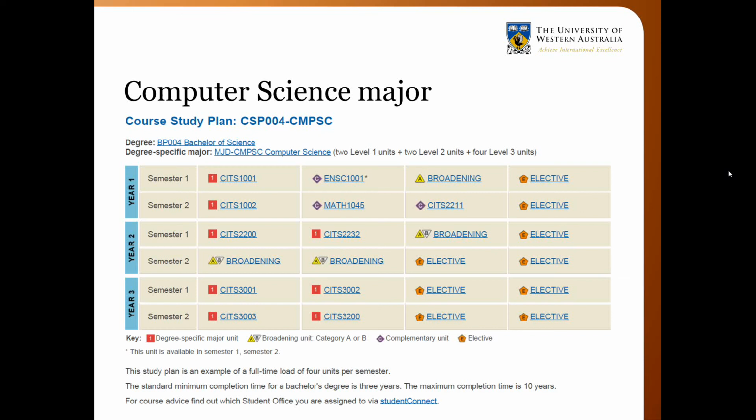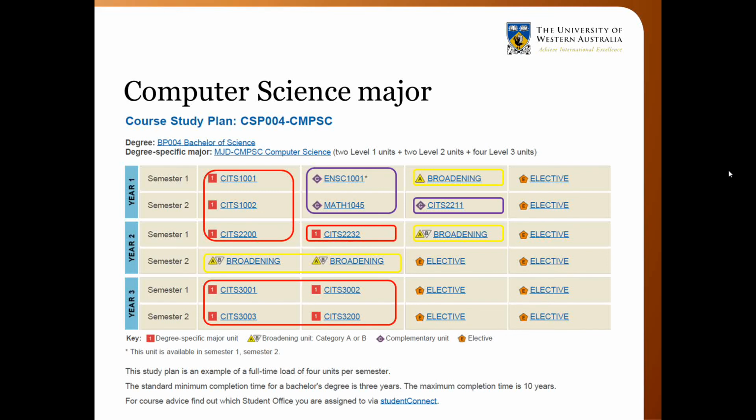Okay, so we're going to have a look at the course study plan for the computer science major. So this person is enrolled in a Bachelor of Science and their degree-specific major is computer science. First of all, we've highlighted those units which are degree-specific major units. So those units must be completed in order to do this major. As a requirement of the degree, you will also need to complete 4 broadening units, and we've highlighted those in yellow for you.